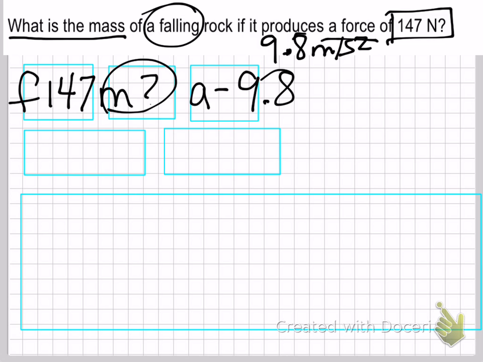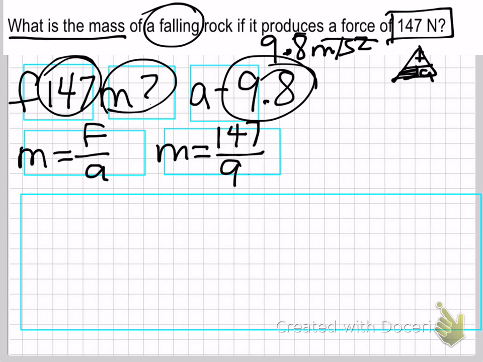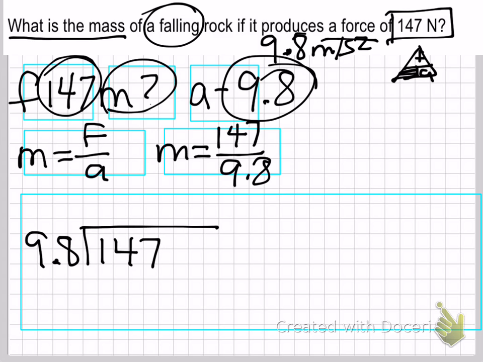If mass is the one that we're missing, think back to your force triangle, cover up the mass, and that leaves you with force over acceleration. Mass equals force divided by acceleration. Mass equals, our force number is 147, over our acceleration number, 9.8. Now let's go down here and solve. 147 and 9.8. It's very difficult to divide with a decimal, so move that decimal over. Whatever you do to one side, you must do to the other, so we need to move this decimal place over as well.